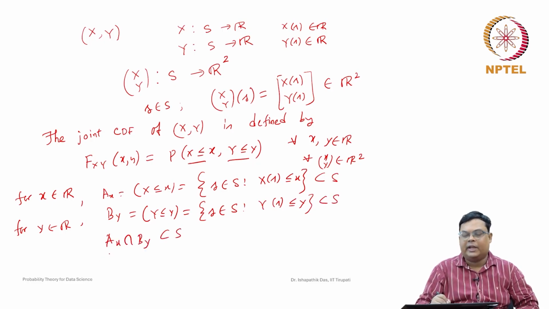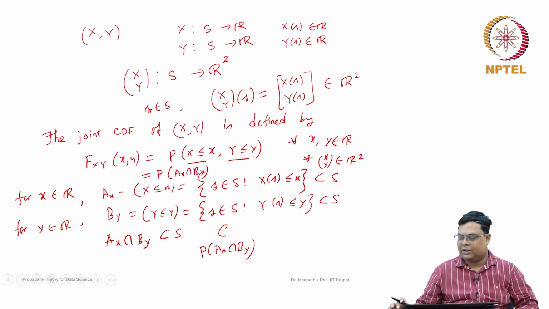Not only that, because X and Y are measurable functions, A_x is also in the sigma field and B_y is also in the sigma field, the class of events that we consider here. Then A_x intersection B_y, because it is a sigma field, should be inside the class C. So it will be a subset of S. Then we can talk about the probability of A_x intersection B_y. That is the probability here.